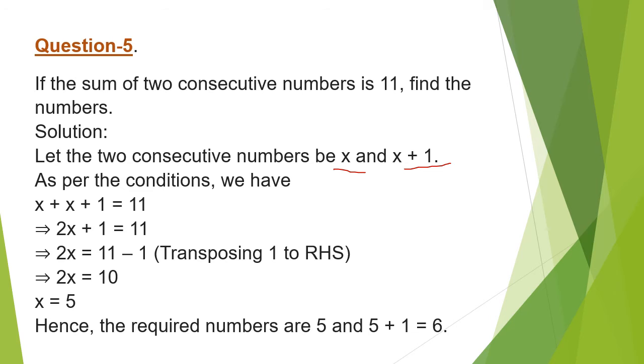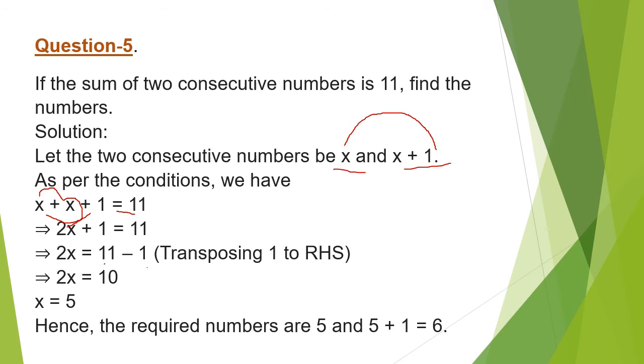But here they are saying only two consecutive numbers. One is x and another one is x plus 1. The sum of these two consecutive numbers is 11. That means x plus x plus 1 is equal to 11. Children, 1x plus 1x is 2x, plus 1 is equal to 11. If we transpose this plus 1 to the other side, it becomes minus 1. So 2x equals 11 minus 1.